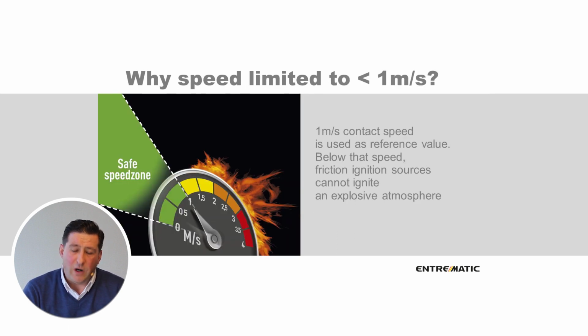The speed limit, why the speed limit of 1 meter per second? This is also, I think, quite clear. When you stay below 1 meter per second, it's too slow to build up static electricity. This is why opening and closing is 1 meter per second.